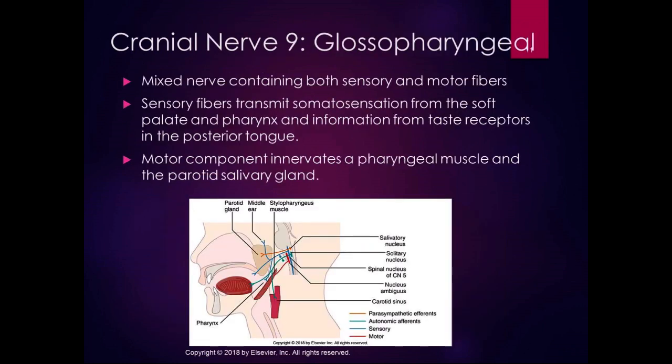Cranial nerve 9, the glossopharyngeal nerve, is a mixed nerve, containing both sensory and motor fibers. The sensory fibers give us somatosensation from the soft palate and pharynx and information from taste receptors in the posterior tongue. And the motor component innervates pharyngeal muscles and the parotid salivary gland. As you can tell, this one is pretty important in swallowing.